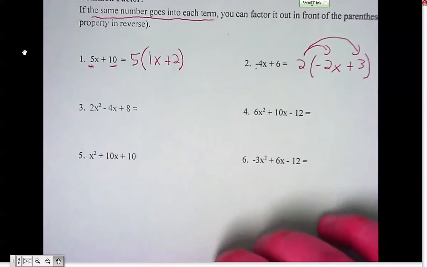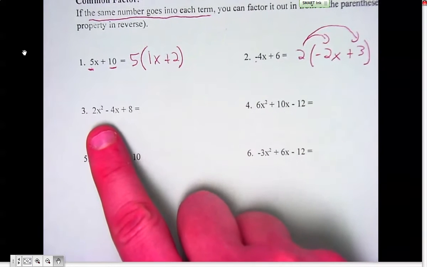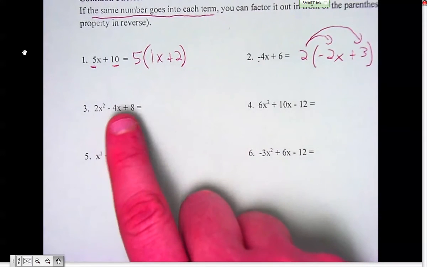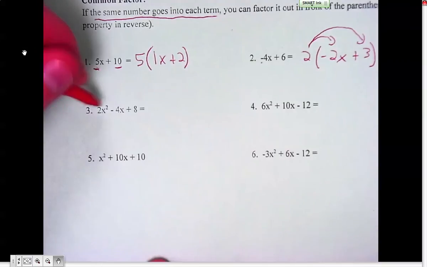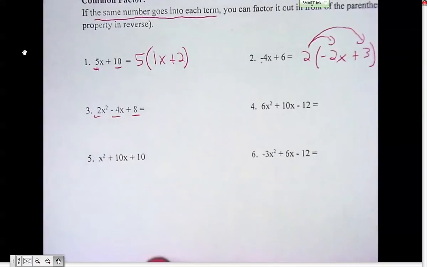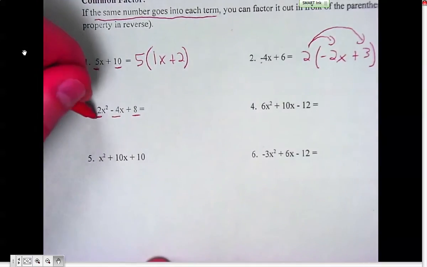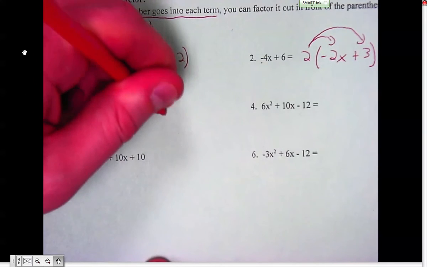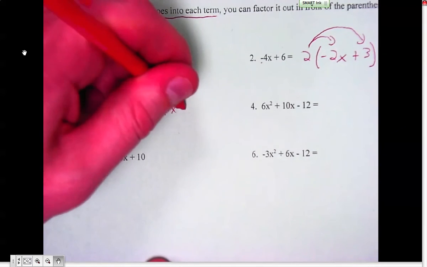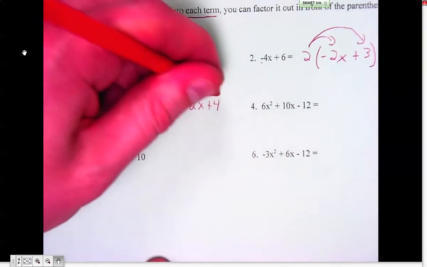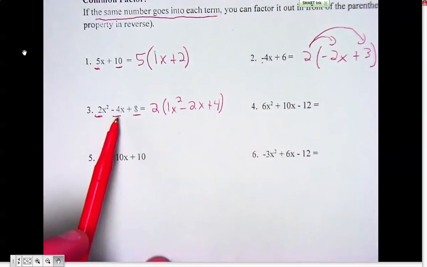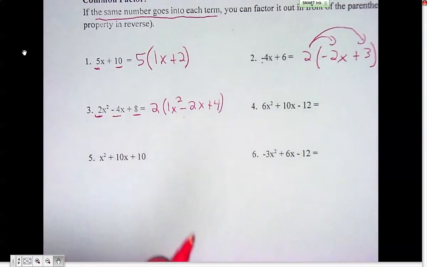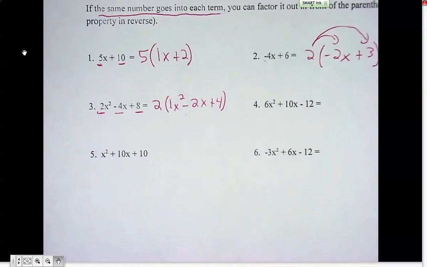When you have a third term, when you have an x squared here, you still have to look and see if the number goes into all of them. And so I need something that goes into 2, -4, and 8. And in this case, that would be 2. And so when I take the 2 out, I'm left with a 1x squared, a -2x, and a +4. And this negative stays negative, right? Stays negative. Okay. So why don't you try the next couple, pause the video, and then we'll go over the answers.